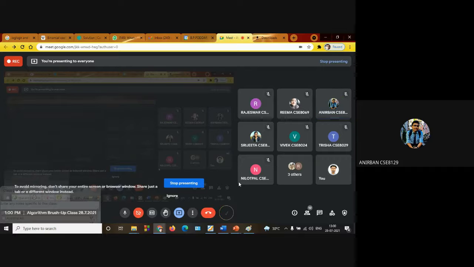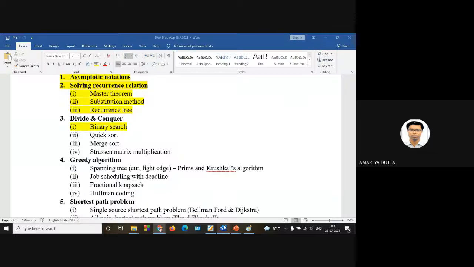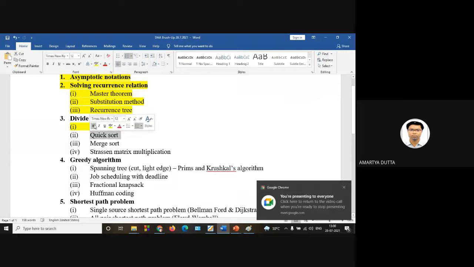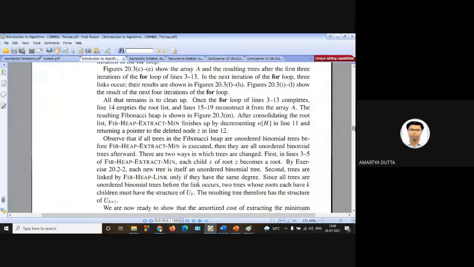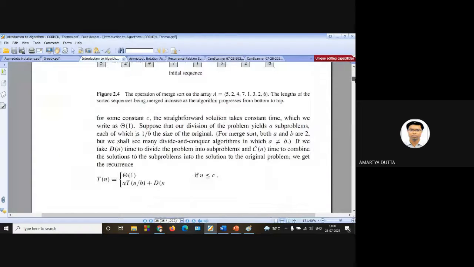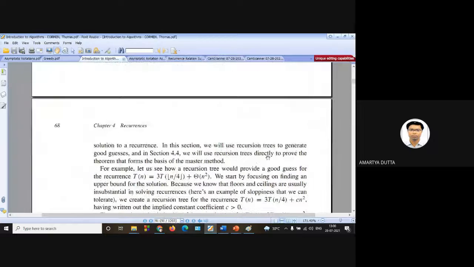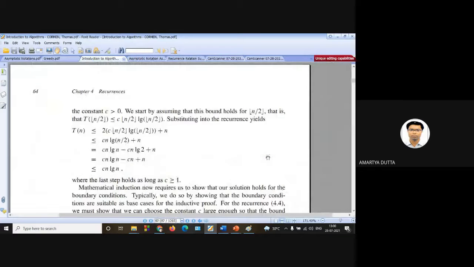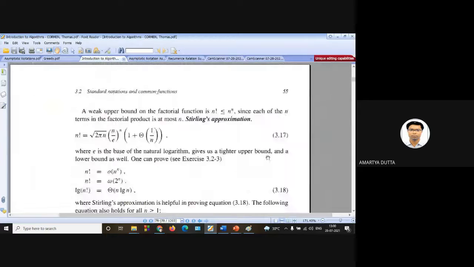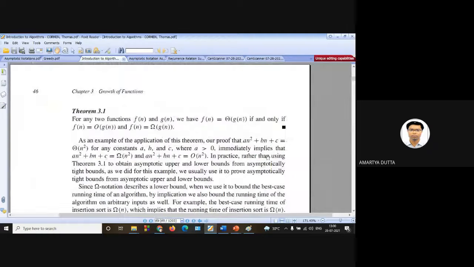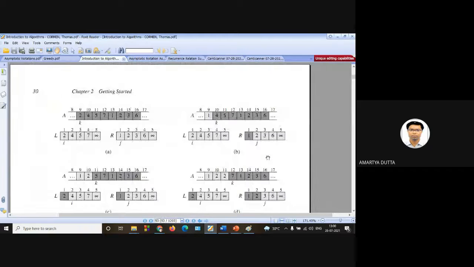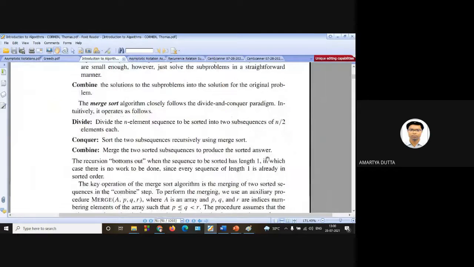Okay, so these are the rest of the problems. Quick sort is already discussed. And for merge sort, this is your merge sort algorithm.